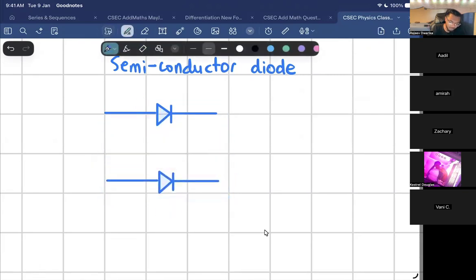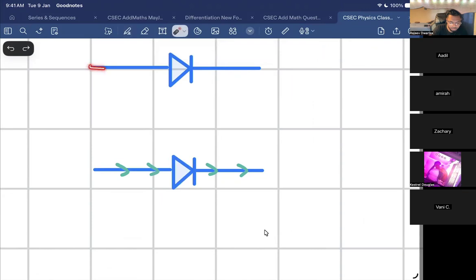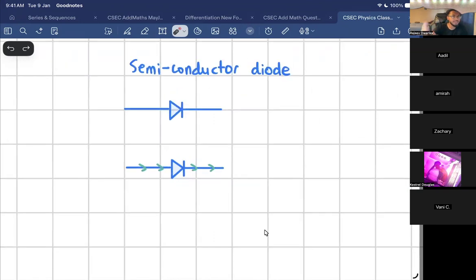So let's just say that current was flowing in this direction. Here's how I want you to think about this. Doesn't it kind of look like an arrow? Like a play button. I want you to think of that as the direction of current it permits. So it permits the flow of current in that direction. If I have current flowing in this direction, it'll allow the current to flow through, it'll conduct. But again, it has semi in it, semiconductor. What does semi mean?